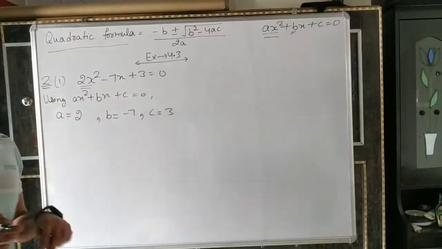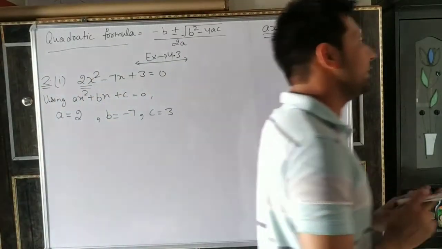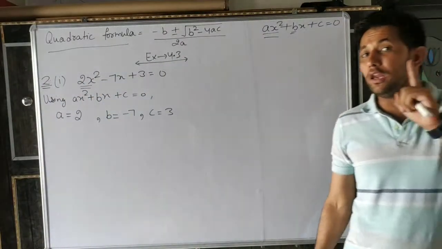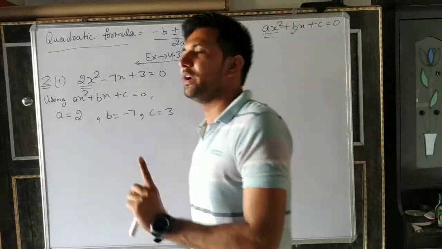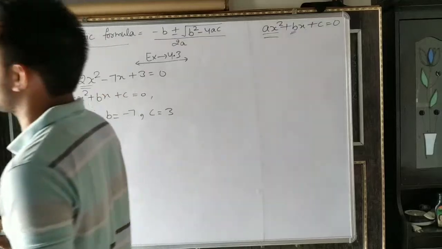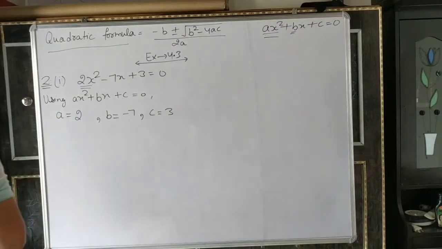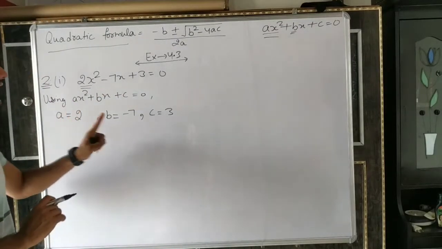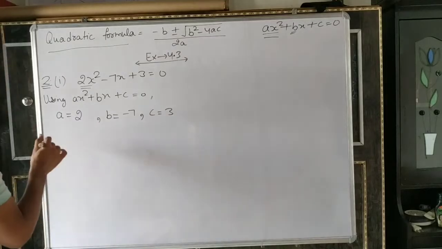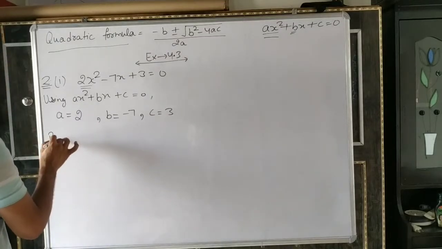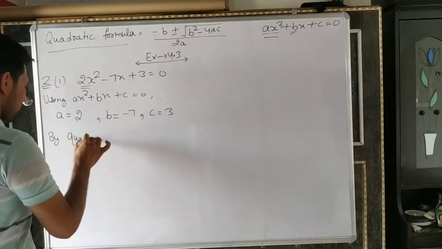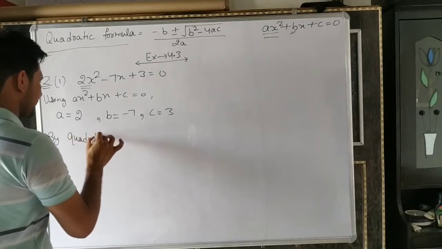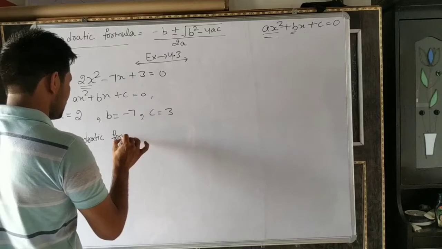First we will find the values of a, b and c. Only one question will be solved by me. All other parts you will do yourself. So please concentrate. So what we will do? Now after finding the a, b, c values, we will write by quadratic formula.